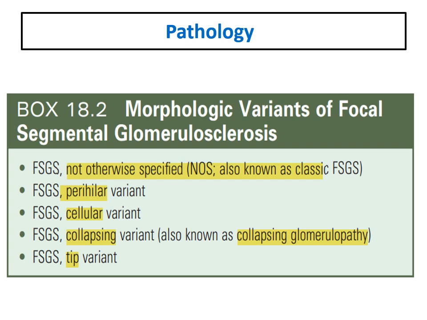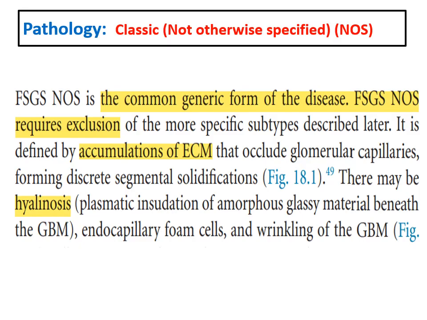What about pathology? There are morphological variants of FSGS. So the variants or types of FSGS are very important. There is the not otherwise specified or classical FSGS, perihilar, cellular, collapsing variant, and tip variant. We have five types or five variants of FSGS. Classic or not otherwise specified, perihilar, cellular, collapsing, and tip variant, and we will talk about each one of them. Now we will talk about each type or each variant of FSGS. We will start with the classic variant, named the classical FSGS or not otherwise specified.